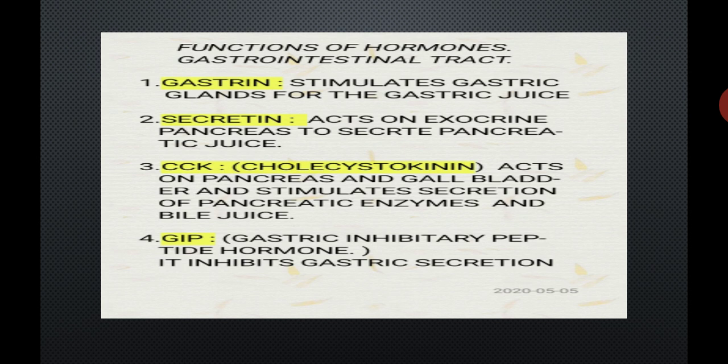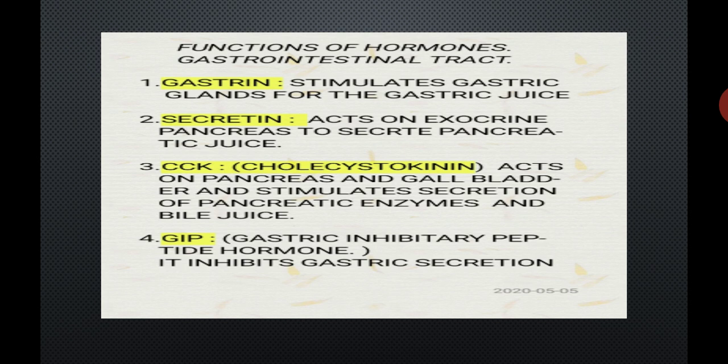Student, the full form of CCK is cholecystokinin. It acts on the pancreas and the gallbladder and stimulates them, and because of that stimulation they start secreting the pancreatic enzymes and the bile juice. Pancreatic enzymes are secreted by the pancreas and the bile juice is secreted by the gallbladder. So this is about the function of CCK.